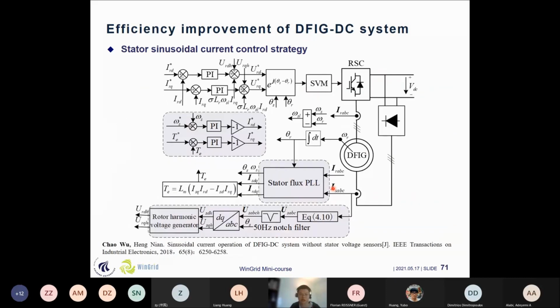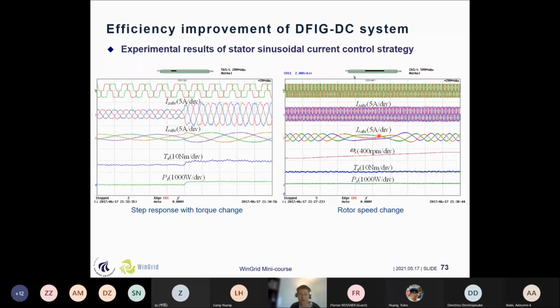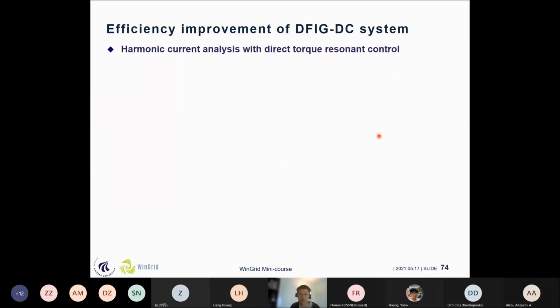And this is the whole control structure of the stator sinusoidal current control strategy. We can see that by using the stator voltage feed-forward, the current can be more sinusoidal. And this is the dynamic process.